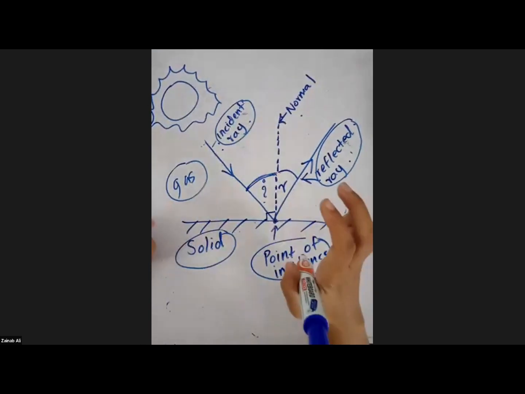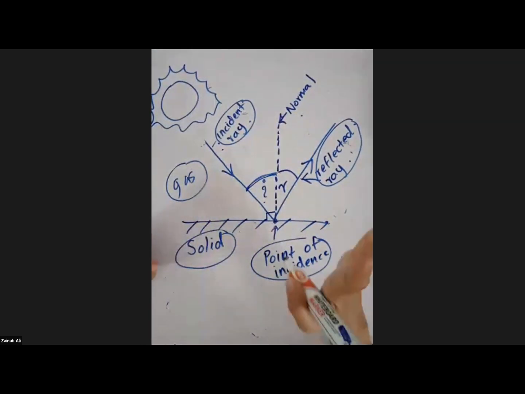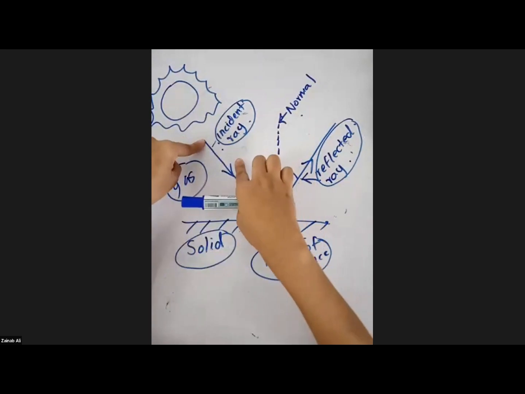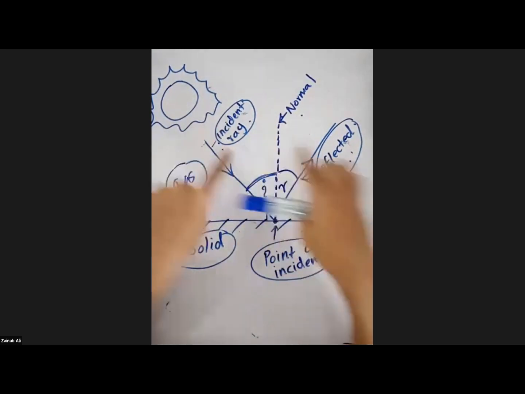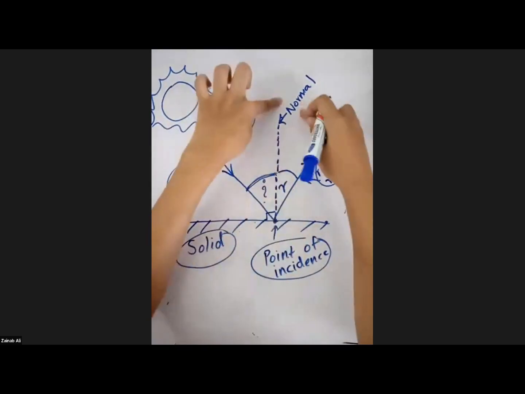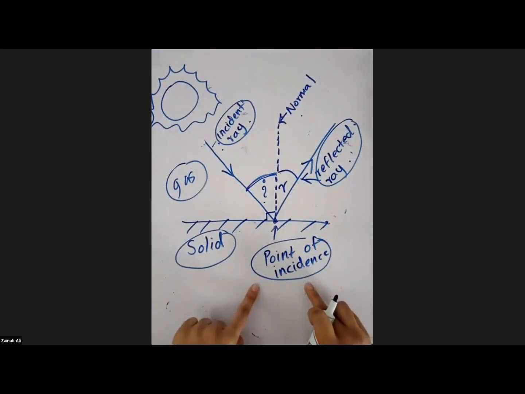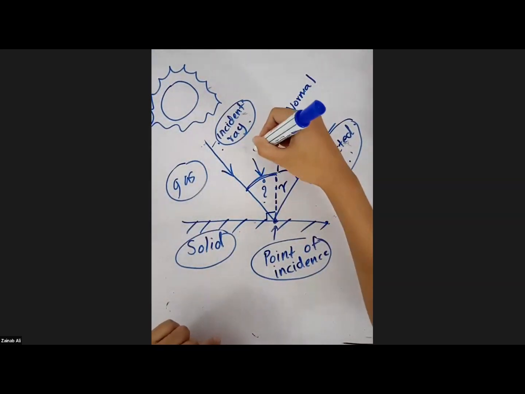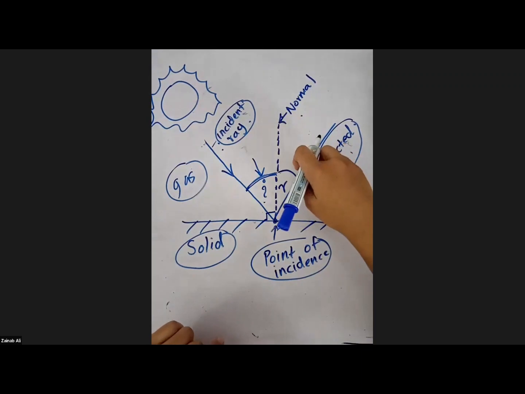So here we studied about many things. We studied about incident ray, reflected ray, normal, point of incidence, angle of incidence, and angle of reflection.